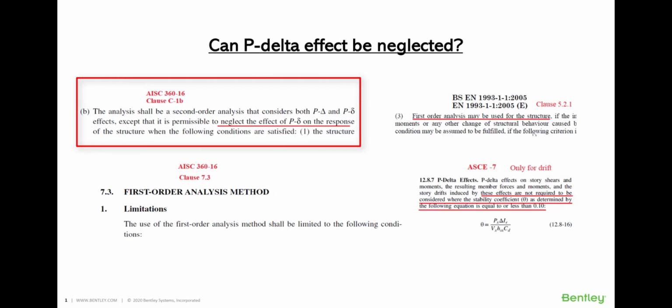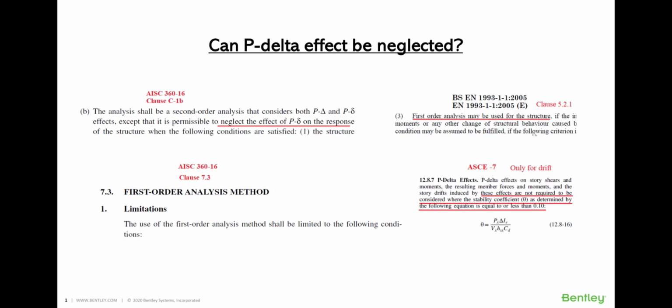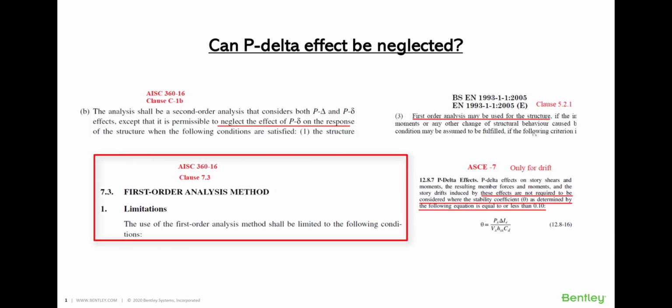Like AISC 360-16 clause C1B allows the engineer to exclude only the P small delta effect. Remember, it's not P large delta, and only if certain conditions are satisfied. Also, chapter 7.3 of AISC 360-16 permits the engineer to perform the first order elastic analysis only if the conditions like the drift ratio between the second order analysis and the first order analysis, and the ratio of the required axial compressive strength to the cross-sectional compressive strength, are within the prescribed limit.